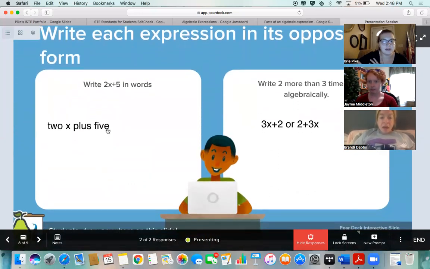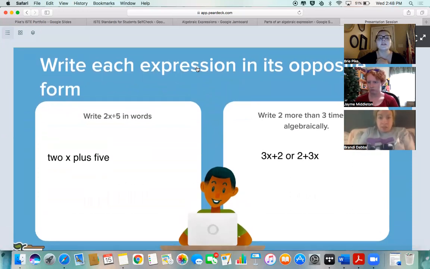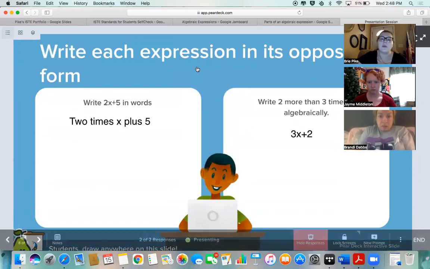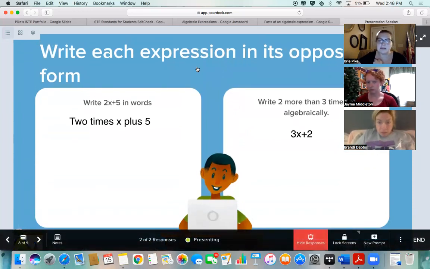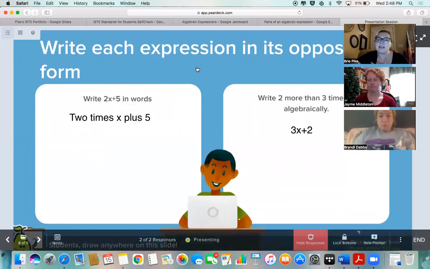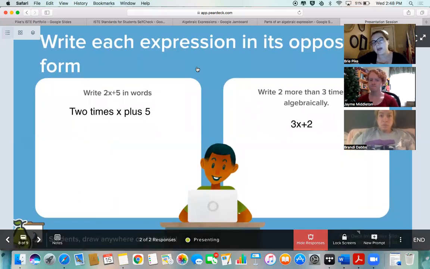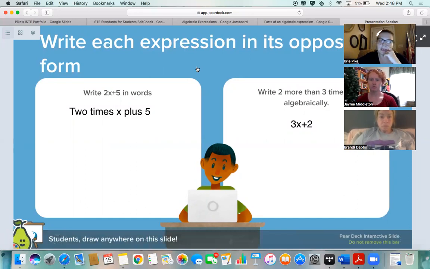And Brandy, I think I should have written it better. I think I should have written it like 5 more than 2 times x. Good job. What's another way that we might see x in words? If I said to you, 5 added to 2 times a number, is that the same thing as saying 5 added to 2 times x? Yes. And why is that? How do we know that that's the same thing?